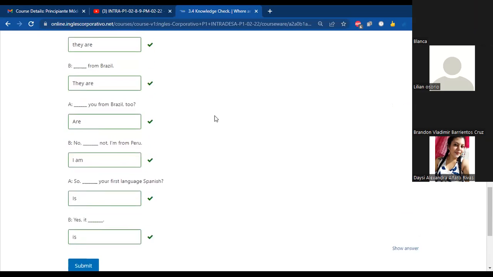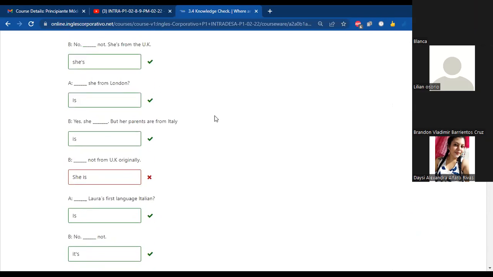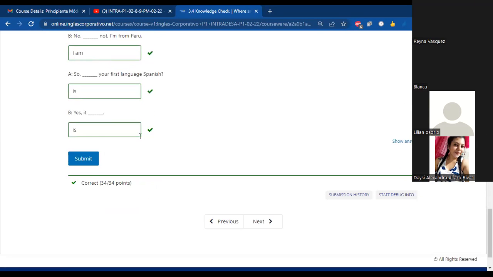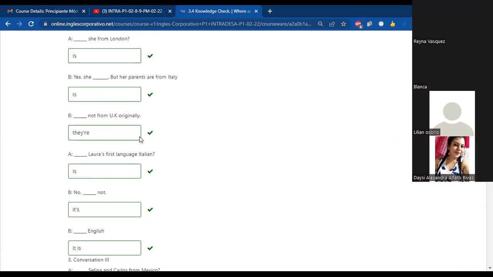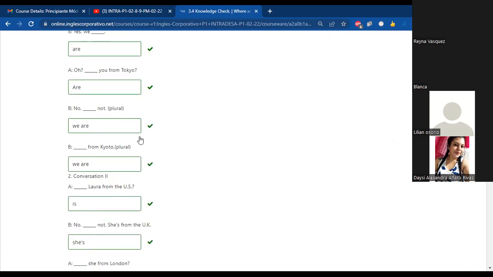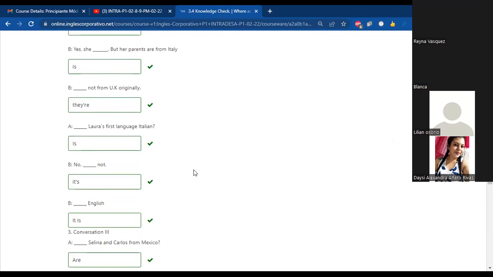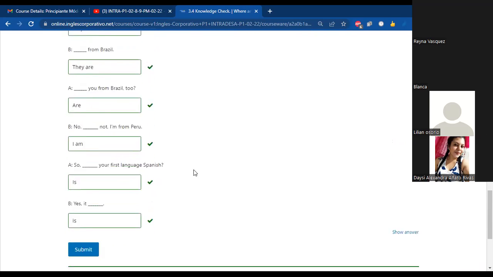Okay, thank you. Now, you see this one? Oh my God, what about this one? Yes, she is, but her parents. Okay, here we have to use they are. Yes. You can use the contraction. Vamos a aceptar la contracción. And then we have yes, they are, right? The parents. Then you can use their, okay, contracted. Okay, no problem.